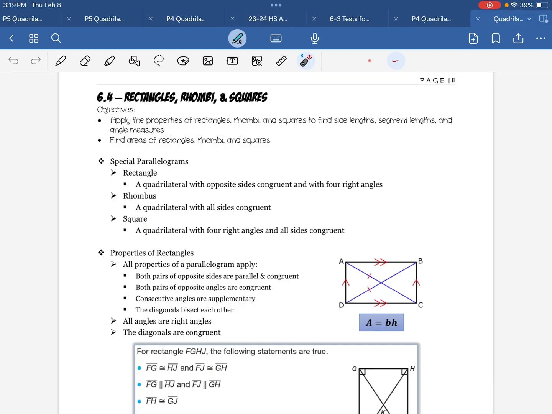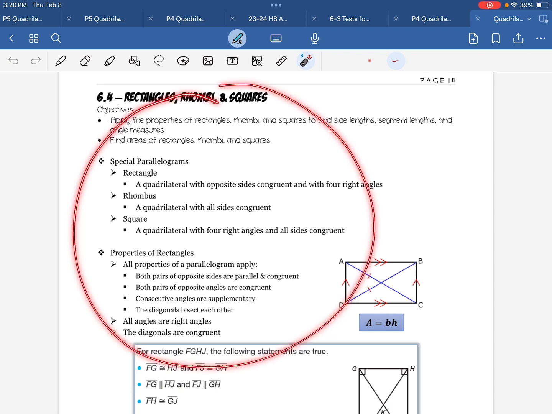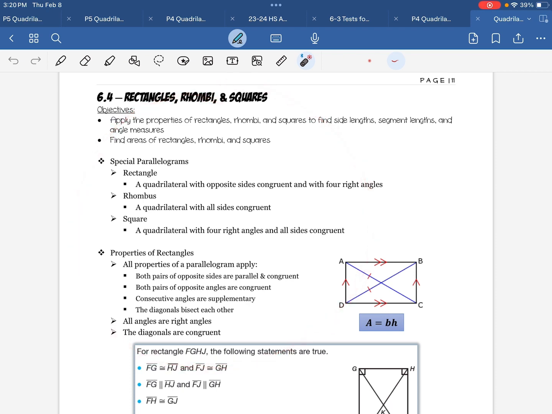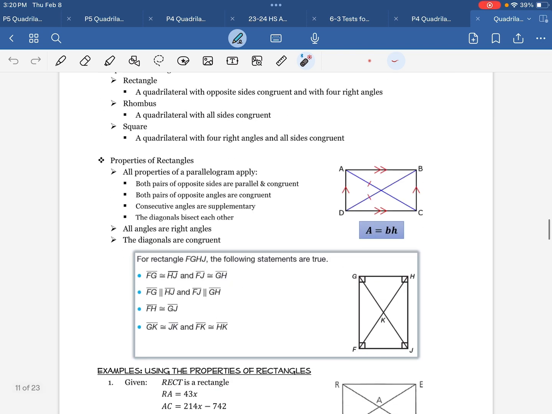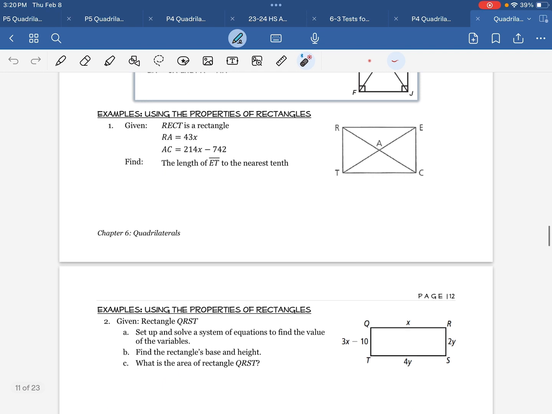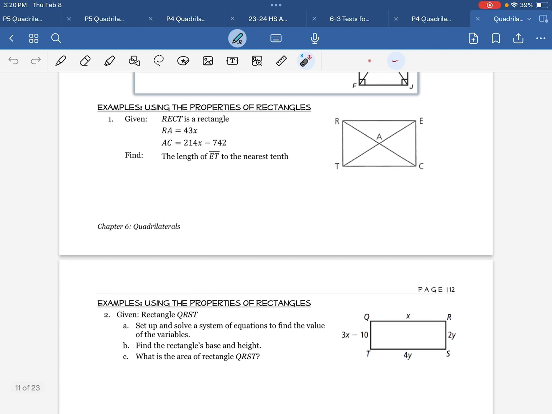So let's start with rectangles. If you need a review of all the properties of things, it's all right here, but we've gone over them quite a few times, like I think literally 3 times, just the very basic properties. So hopefully by now you are very familiar with them. But let's do this problem here.